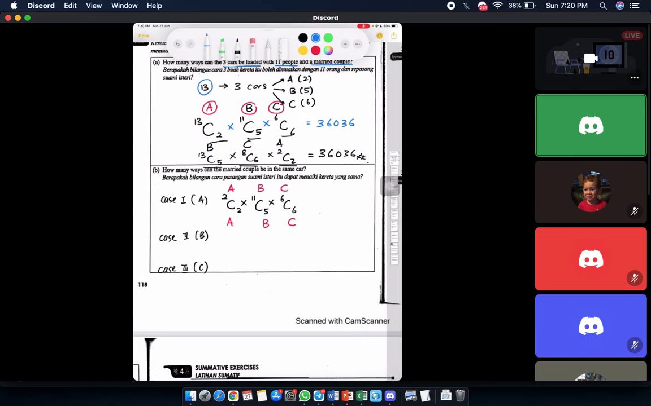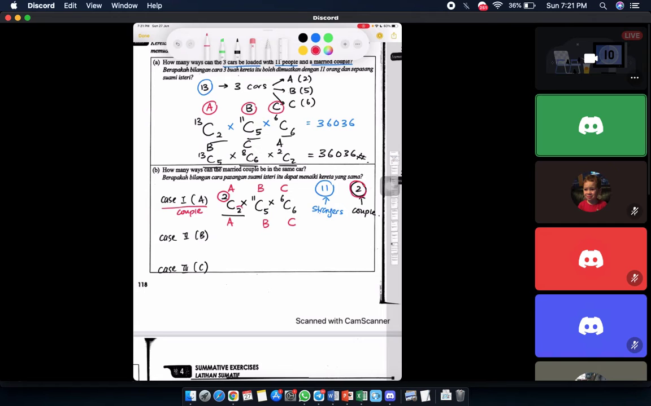So there are 11 people. These are the strangers. Let's say they are the strangers, and the 2 people are the couple, okay? So these are the couple. Now the first case is rather simple to understand, because you have 2C2, since the couple goes into car A. The couple must be in car A, so 2 people from your couple.